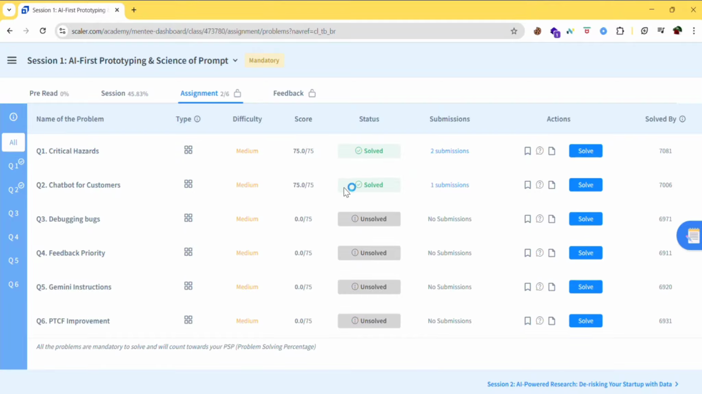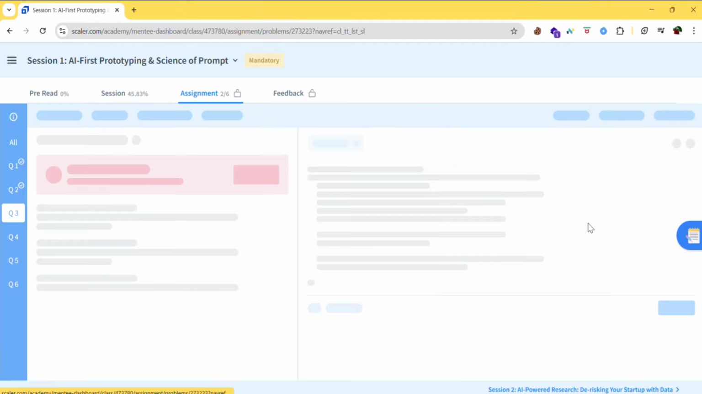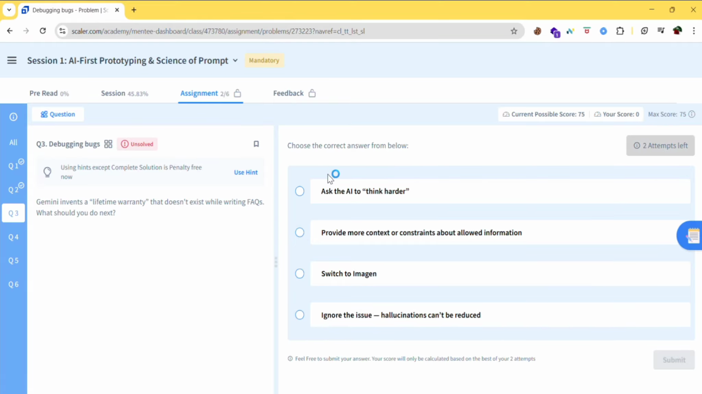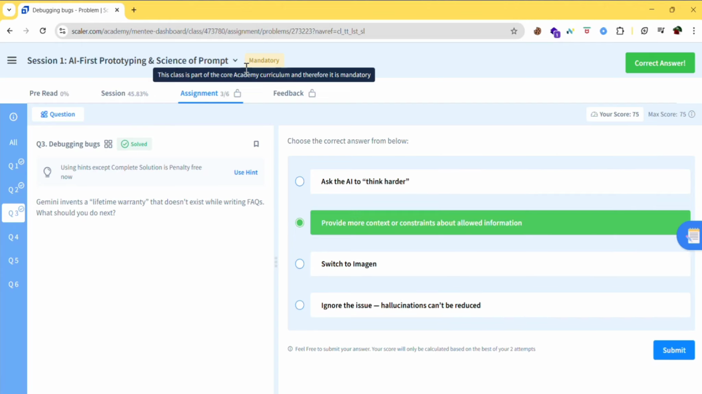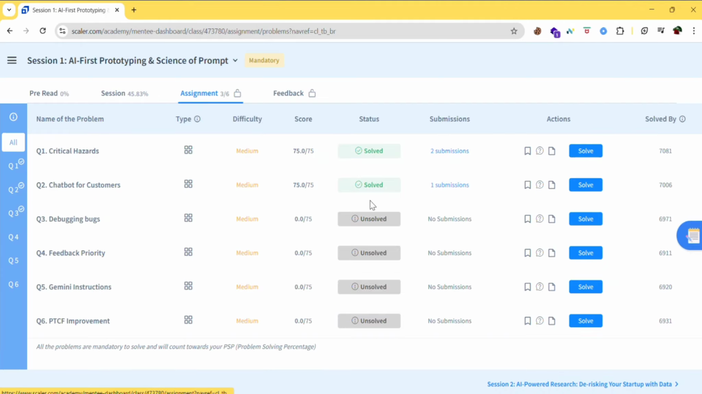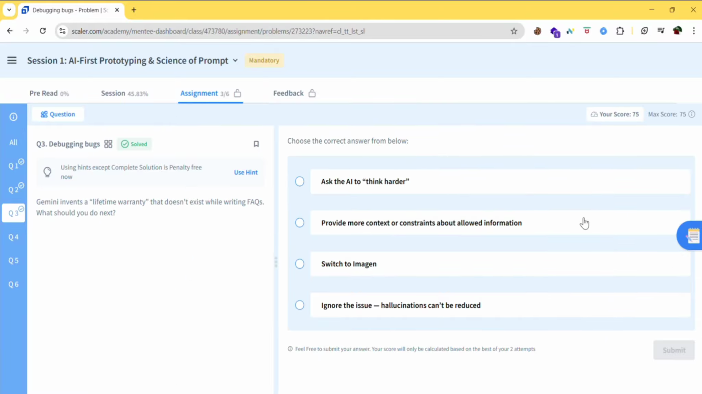Now go back, solve the third question, click on solve. The third question: Gemini invents a lifetime warranty that doesn't exist while writing FAQs. What should you do next? When it's not able to produce the output which we expect, we can provide more context or constraints about the information. So that is the correct answer.